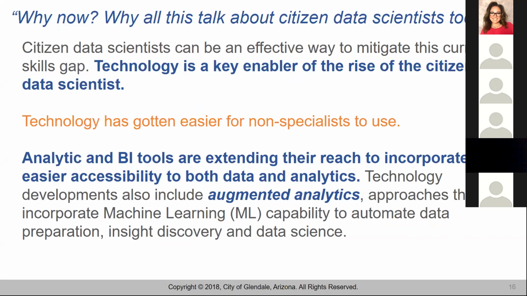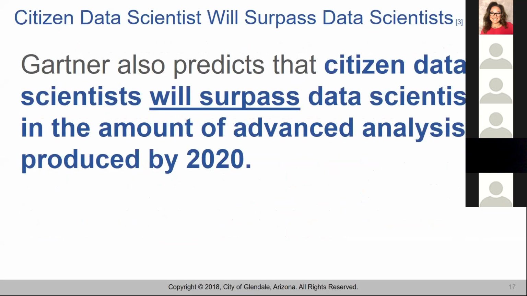And again, we are extending the reach to incorporate analytics and BI tools. We have what I refer to as augmented analytics, where we're using machine learning, we're automating data prep like Tableau Prep and Alteryx, insight discovery, and data science. Like I said, Gartner predicts by the year 2020, citizen data scientists will be doing more of the advanced analytic work, whether it's government or businesses. So that's a little over a year away.